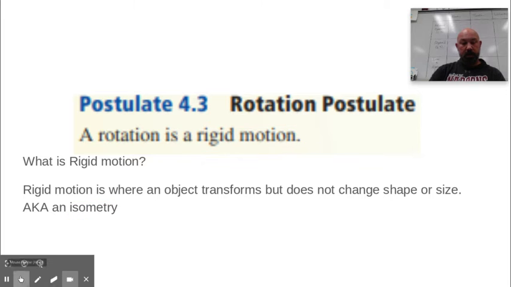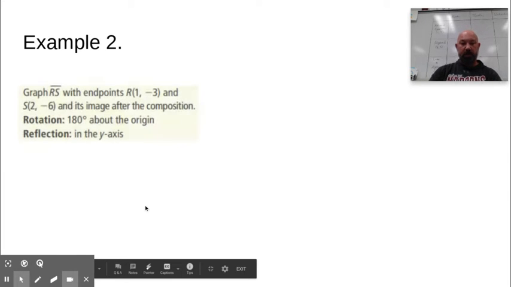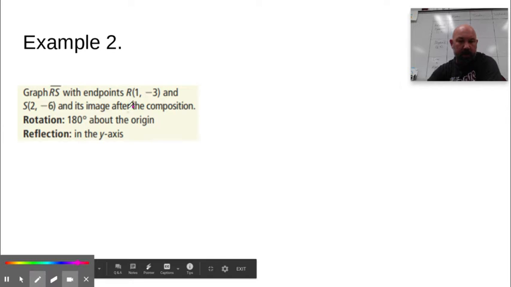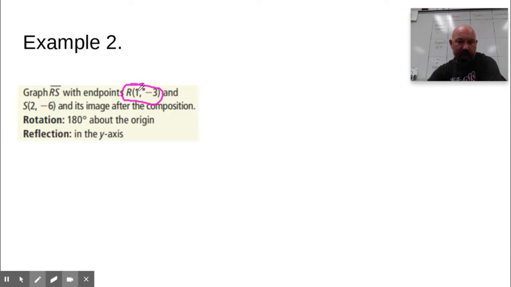Okay, so next one, example number 2. What's going to happen on these examples is we're going to do a combination of changes. We're just going to take this little segment. It says graph RS. So all R and S are is just going to be a segment, with one endpoint and another endpoint. And we're going to do a composition of transformations. The first one, we're going to rotate it 180 degrees. And then what we get from there, we're going to reflect it.